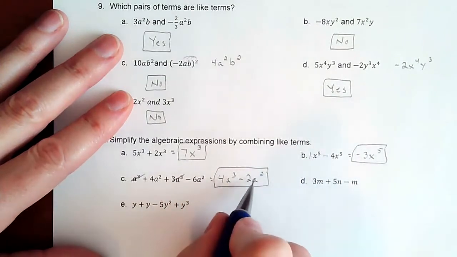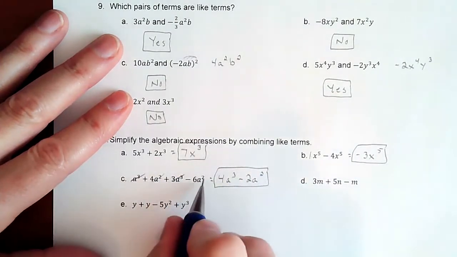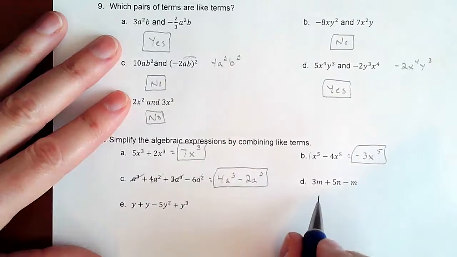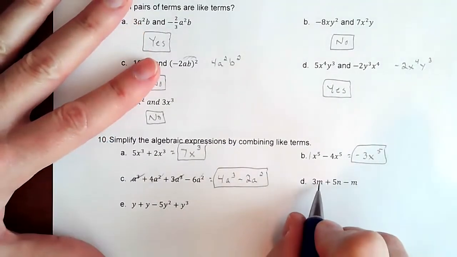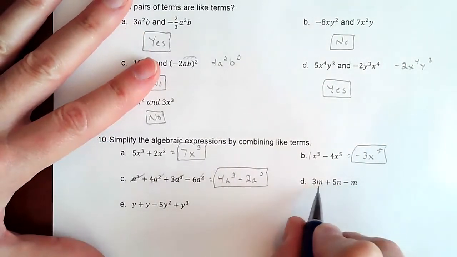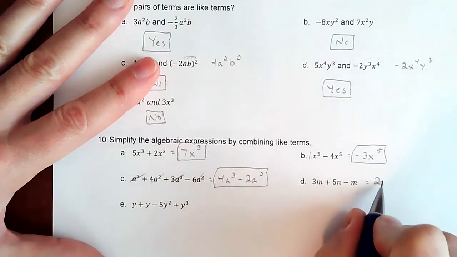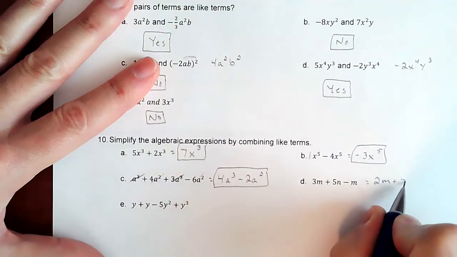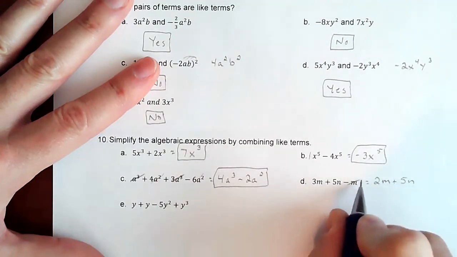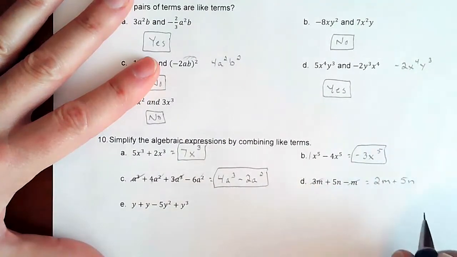All right, and then those wouldn't be able to go together any further. They're not like terms. And then with the letters, you have m's that would go together and the n would not. So it'd be a 3m minus a 1m, which would get you 2m plus the 5n. So the m's would go together and then you'd have left the 5n.